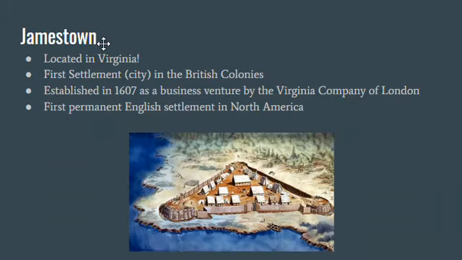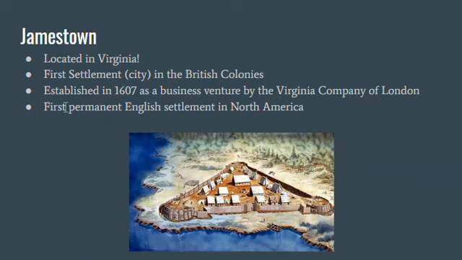So Jamestown is located in Virginia. And what it is, it was the first settlement in the British colonies. So essentially it's a city, and it was the first one. It was established in 1607 as a business venture by the Virginia Company of London. So the Virginia Company of London came here. They set up the city because they wanted to make money. That was the big deal. Remember the Columbian Exchange? They wanted things like tobacco. They wanted to go make money in Europe.